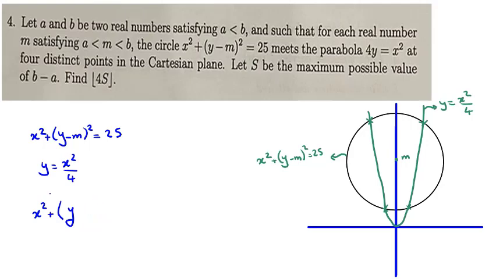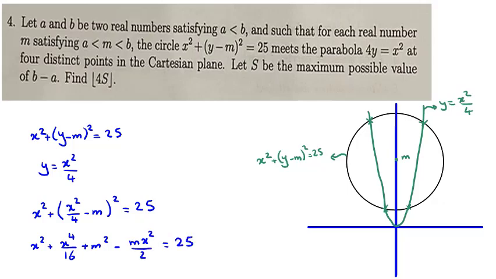So if I replace y with x squared over 4 in the first equation, it will be (x squared over 4) minus m, squared, equal to 25. If I expand, I have x to the power of 4 over 16 plus m squared minus 2 times m times this, which will be minus m x squared over 2, equal to 25.